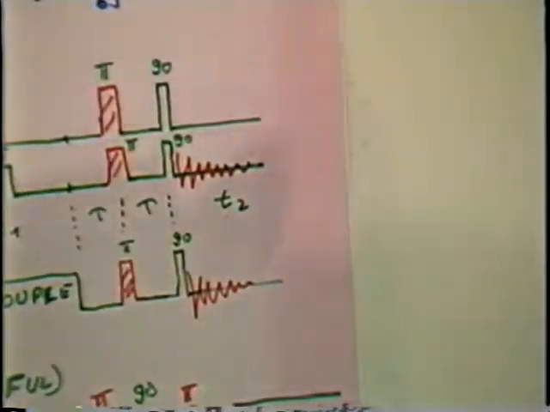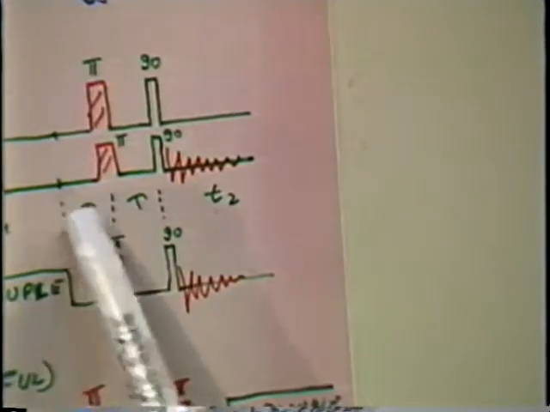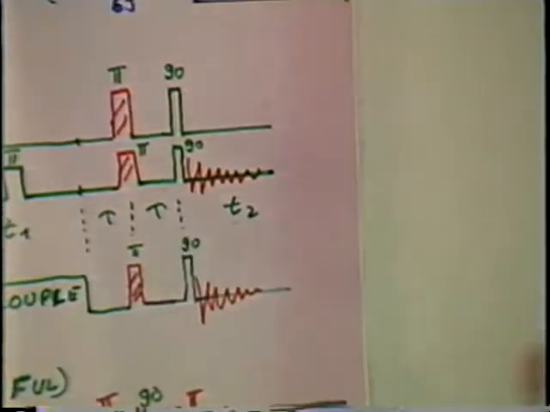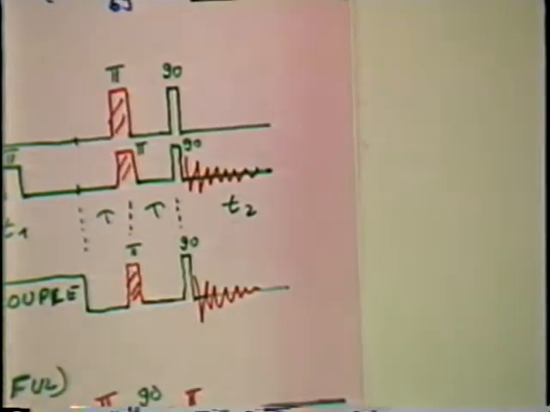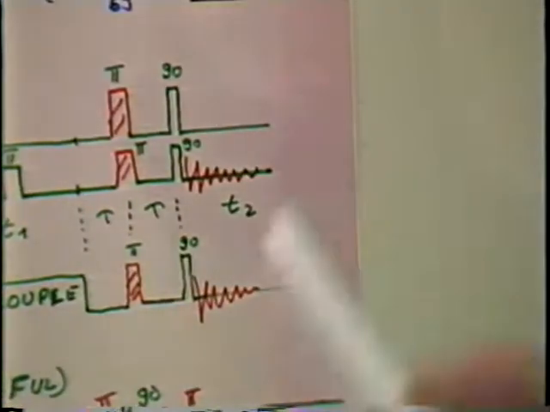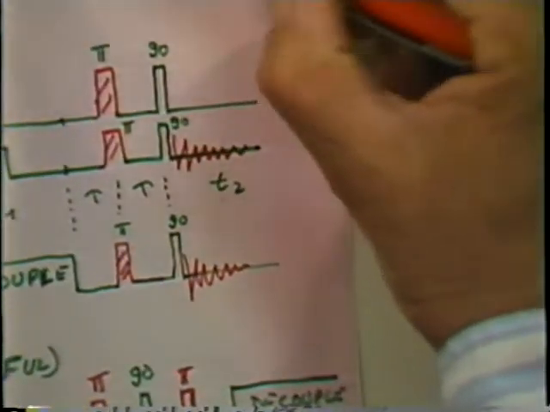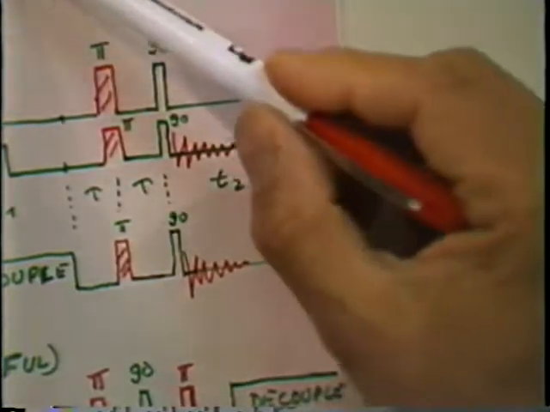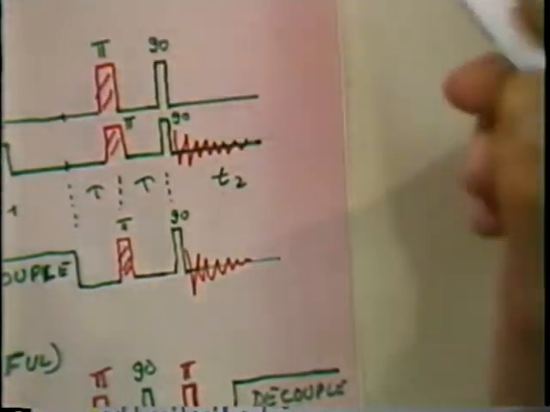Very often people in books and in journals write this total period as tau. And so sometimes you have to be a bit careful whether they're talking about the full period or half of the period. Okay, so 1 by 2 J or 1 by 4 J or 1 by 8 J, less than 1 by 8 J. This is maximum.